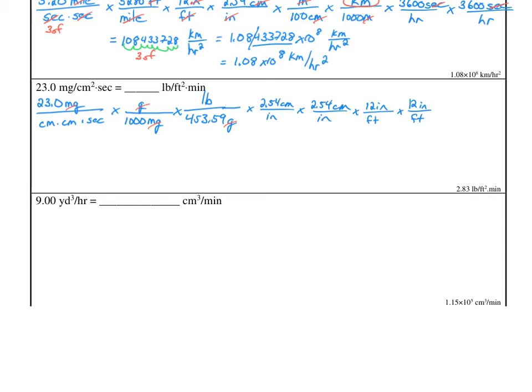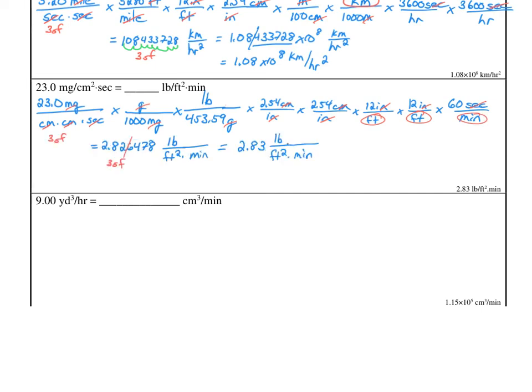Let's see how this works. Centimeters cancel once, centimeters cancel twice, inches once, inches twice. So now in the denominator we have feet times feet. Last of all, we want to go from 1 over seconds to 1 over minutes. So we see with the setup, seconds cancels with seconds, and we have units in the denominator of feet times minutes. And we have our final answer.